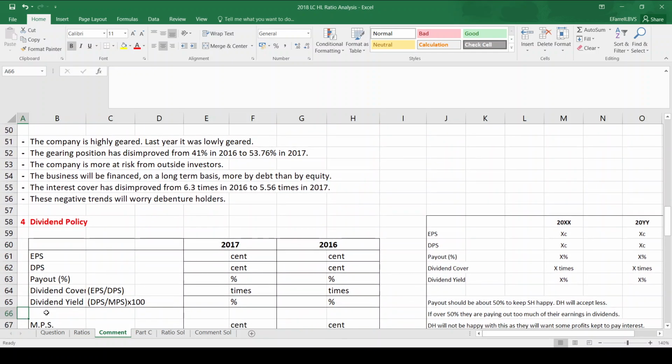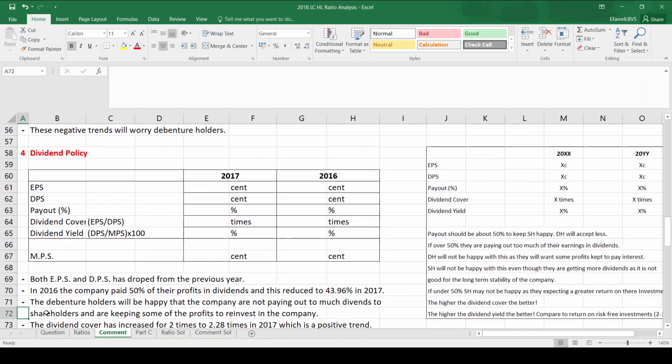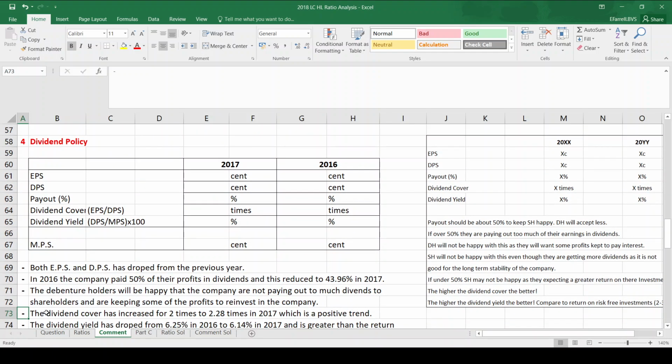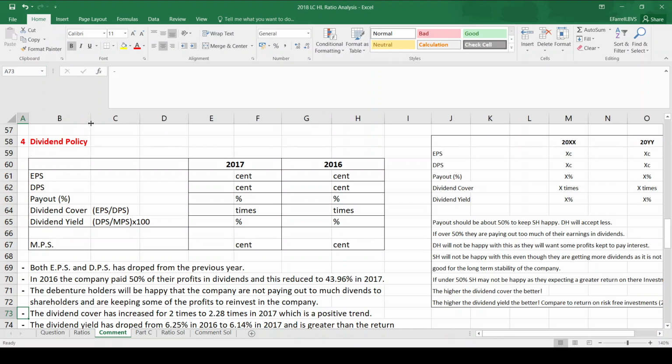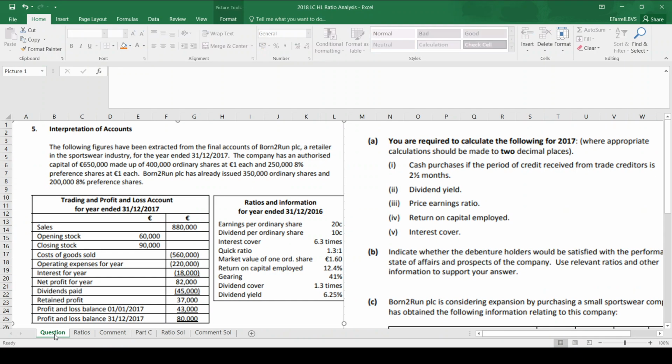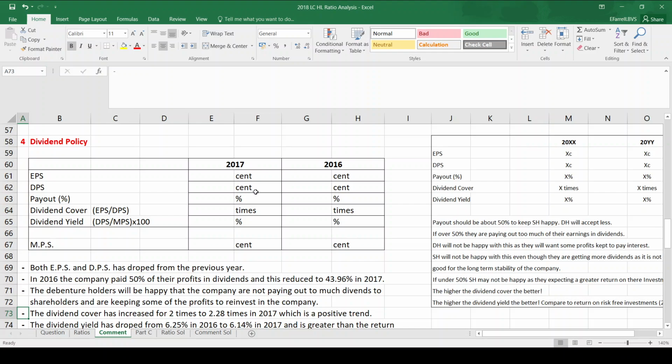Dividend policy. Again, dividend policy can be something that students find difficult to comment on. So before I even start commenting, I usually just do out this little table, which makes it a lot easier. It looks like a lot of work, but you usually have most of this information already. So it's just a matter of getting it from part A of the question, or usually from the question in the paper, and putting in these figures. So EPS and DPS were usually given. Earnings per share last year was 20 and dividend per share was 10.